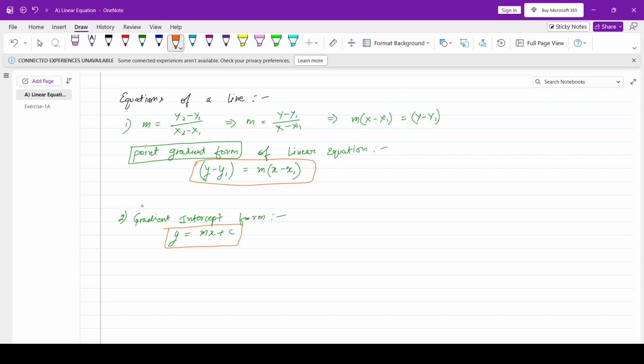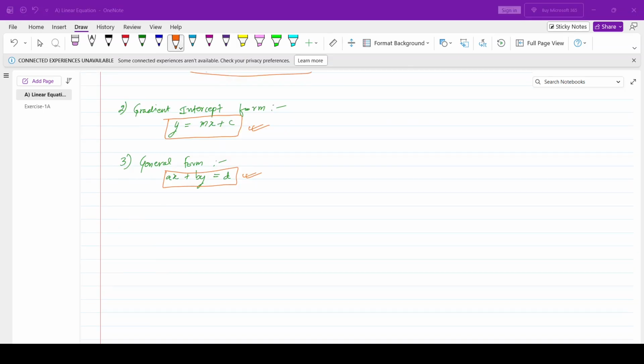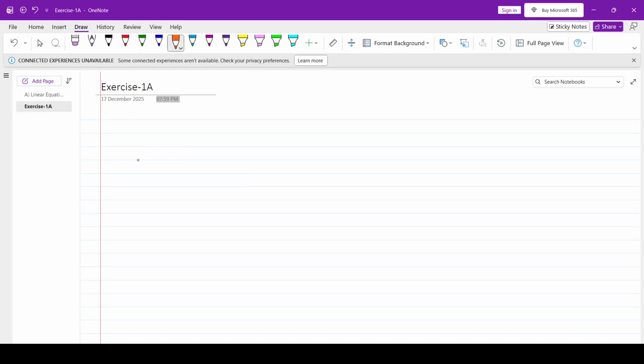And there is a third type of linear equation, which is the general form. This general form is ax plus by is equal to d. This is the general form of equation. Now this is it with the concept part. Now we'll move on to exercise 1a and we'll solve some questions.